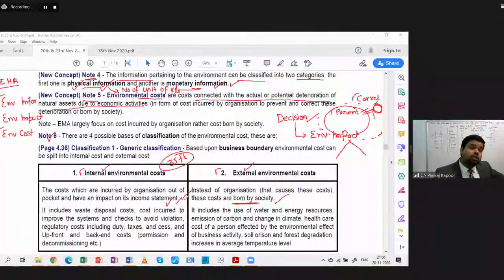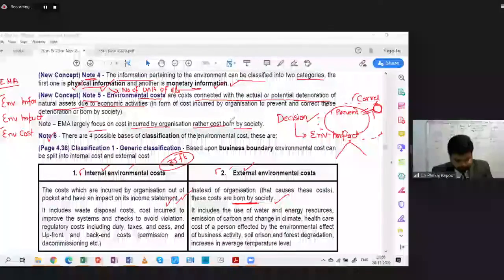Hence, the cost which is incurred in relation to the environment can be categorized into two categories, the internal and the external. EMA is largely focused on the cost incurred and borne by the company. It is not concerned with the cost which is borne by society. No doubt we try to reduce our impact upon society.